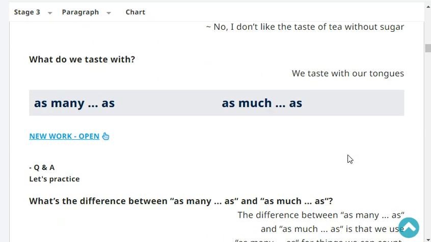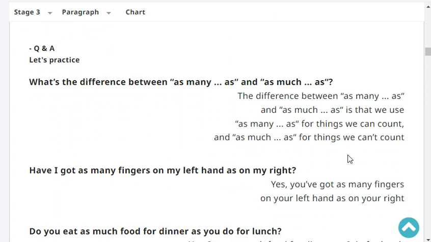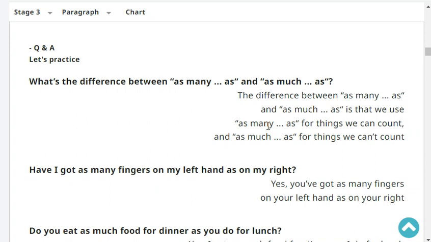Very good. What's the difference between as many as and as much as? The difference between as many as and as much as is that we use as many as for things we can count, and as much as for things we can't count.